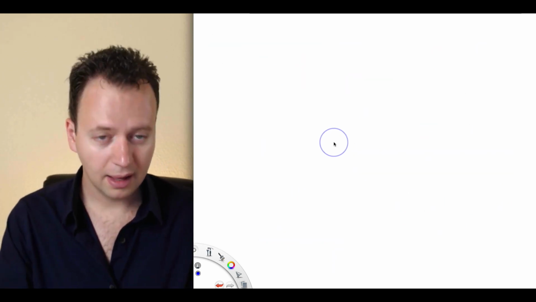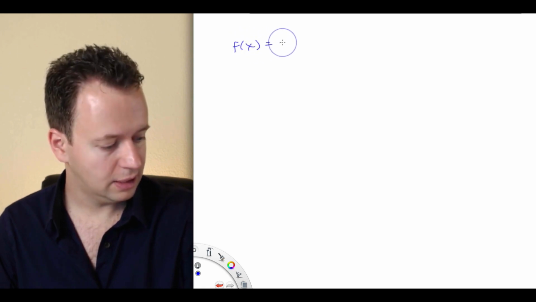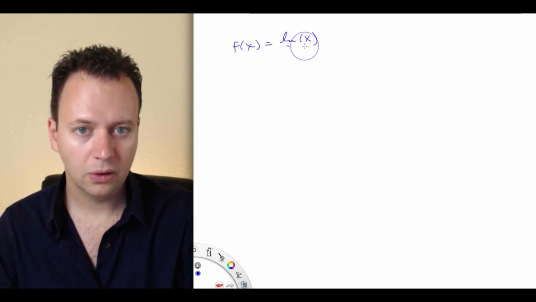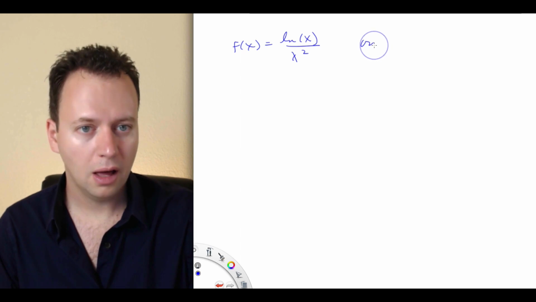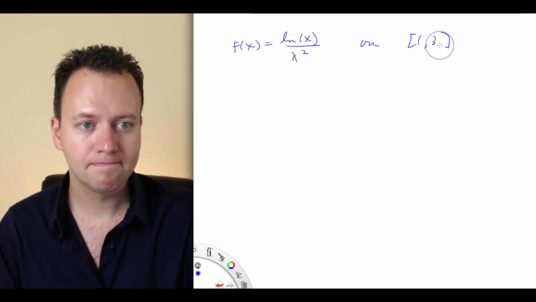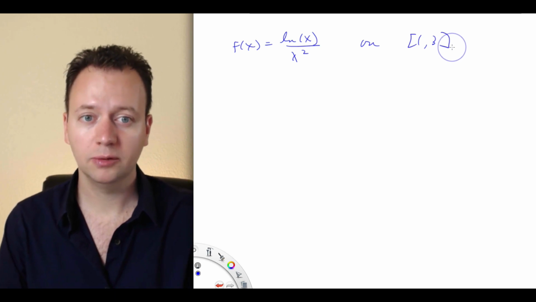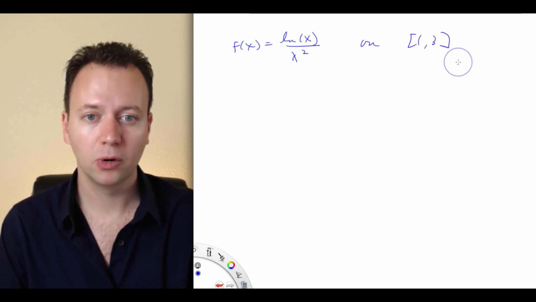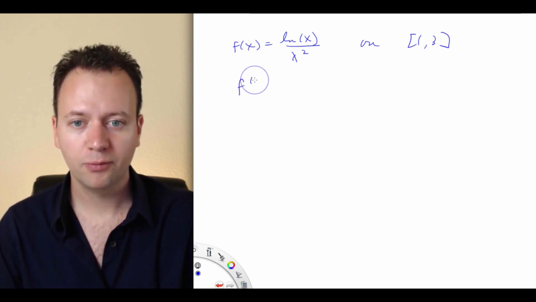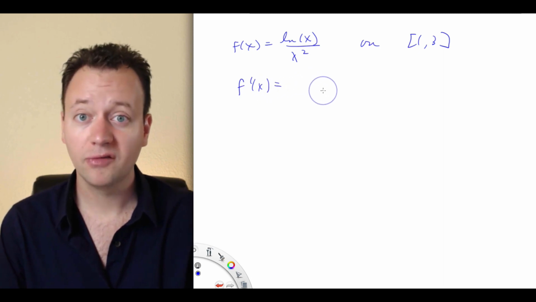So let's analyze the function f of x is equal to ln of x over x squared on the interval from 1 to 3. So obviously our boundary points 1 and 3 are two possible points where we might have a local maximum or a local minimum. f prime of x, okay, we're going to have to use the quotient rule.